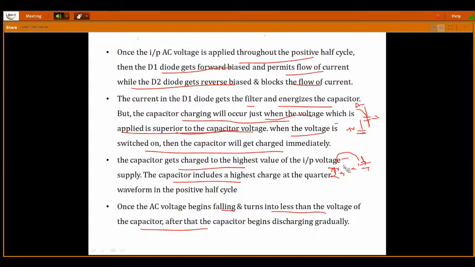Now for example, the input voltage falls below 5 volts. The capacitor is charged to 5 volts, but the input voltage falls below 5 volts. Now what is going to happen? The capacitor will discharge, because the input voltage is less and the higher voltage is in the capacitor, so automatically it is going to discharge. That is what it is saying. Once the AC voltage begins falling, that means the input voltage falls and becomes less than the voltage of the capacitor, the capacitor begins discharging gradually. The capacitor charges whenever the input voltage is greater than the capacitor voltage. The capacitor discharges whenever the applied voltage is less than the capacitor voltage, and then it can discharge in the reverse path. I will show you the graph here.